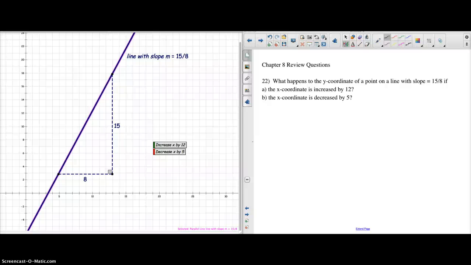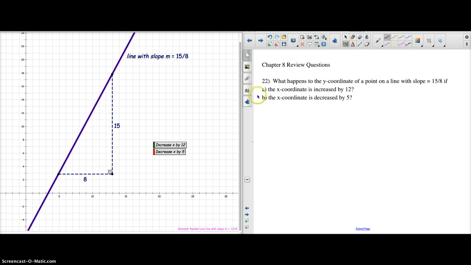Hello, in this video I will present the solution to Chapter 8 review question number 22. What happens to the y-coordinate of a point on a line with slope equal to 15/8 if the x-coordinate is increased by 12 or if the x-coordinate is decreased by 5?